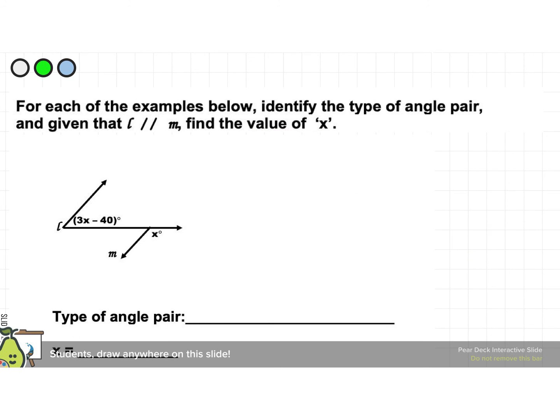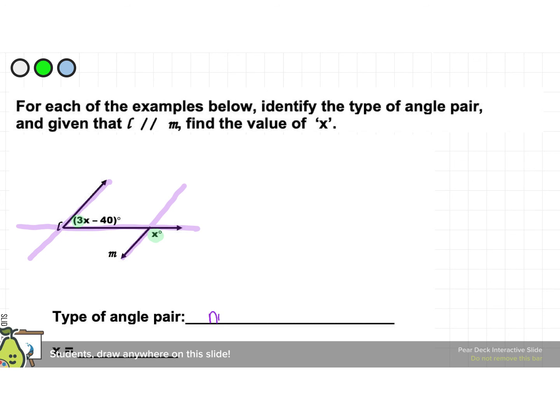In this next example, again, we have line L is parallel to line M. But notice that the lines aren't completely drawn. Sometimes you'll need to continue your line like this, so you can see where your angle pairs are. So now we can see that we have an angle here and an angle here. Okay, the question asks, what's the type of angle pair? This is sort of a trick question because this is not a pair that we know. There's no named pair that we can use to name this.